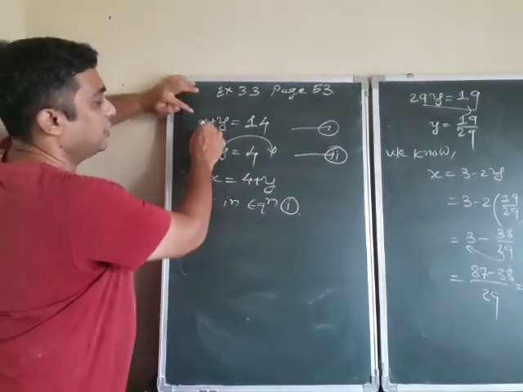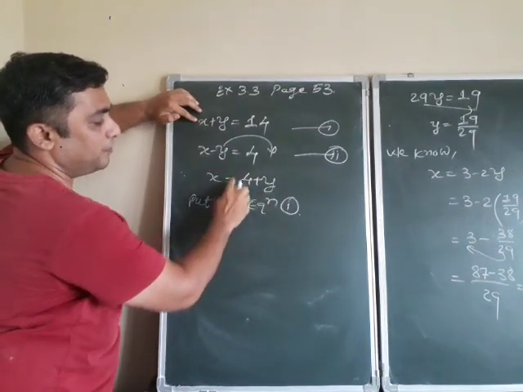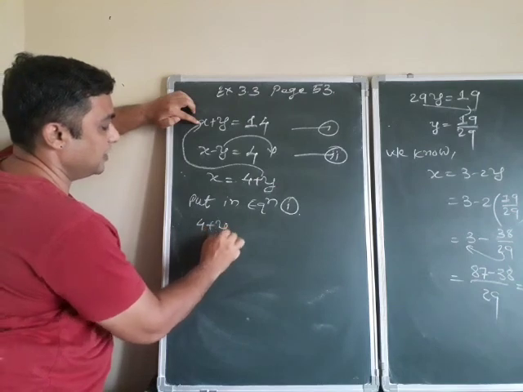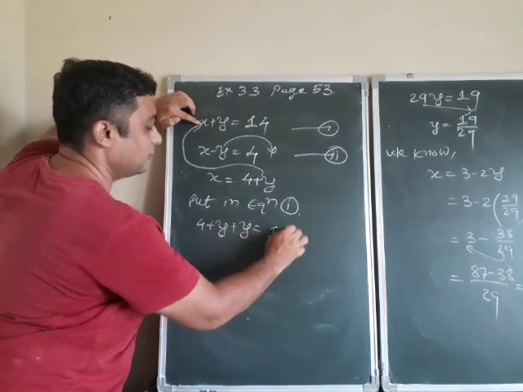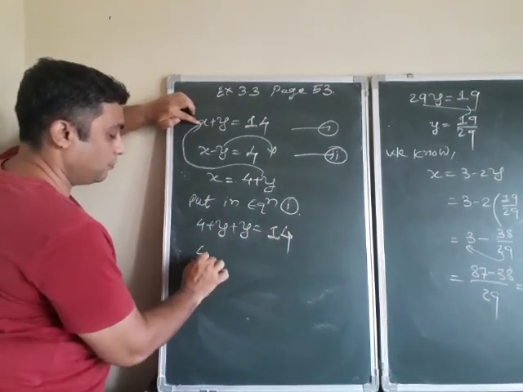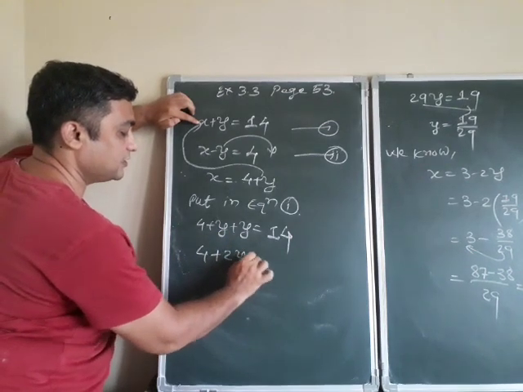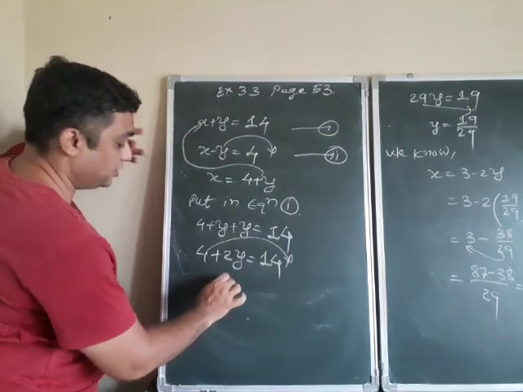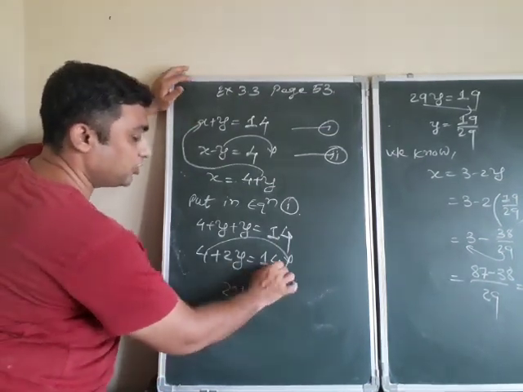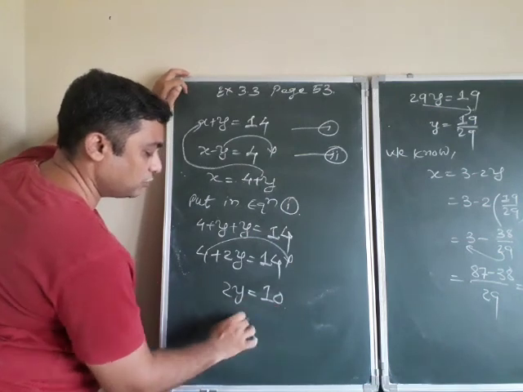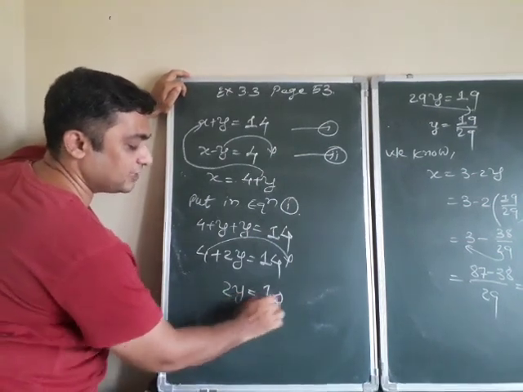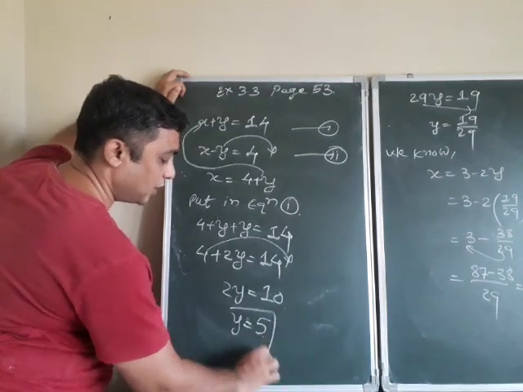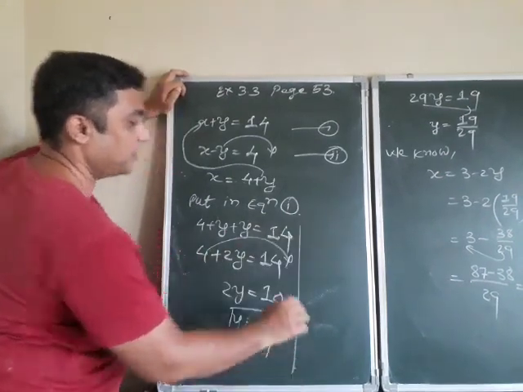Understood? So in this equation I substitute the value of x, 4 plus y. So 4 plus y plus y is equal to 14. Therefore 2y plus 4 is equal to 14. Now plus 4 on this side becomes minus 4. So 2y is equal to 14 minus 4, and that is equal to 10. So y is equal to, divide both sides by 2, so 2 by 2 is 1 and 10 by 2 is 5. So I have got the value of y as 5.